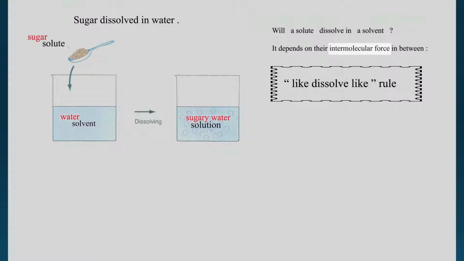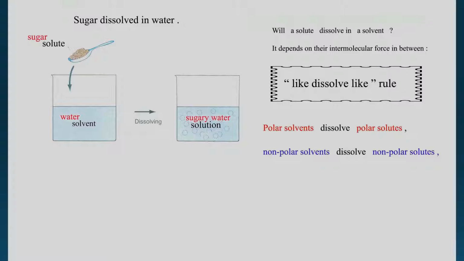That depends on the intermolecular force in between. And that is called the like dissolves like rule that we're going to go through in detail. The rules are very simple. They say if this is a polar solvent, it will dissolve polar solute. If it is a non-polar solvent, it will dissolve non-polar solute. Basically, polar dissolves polar, non-polar dissolves non-polar.